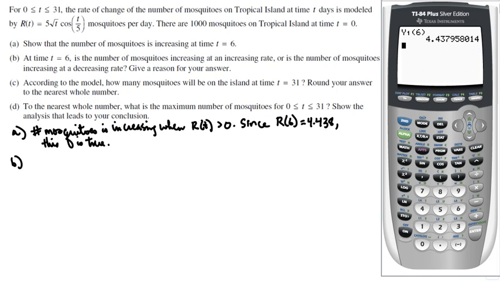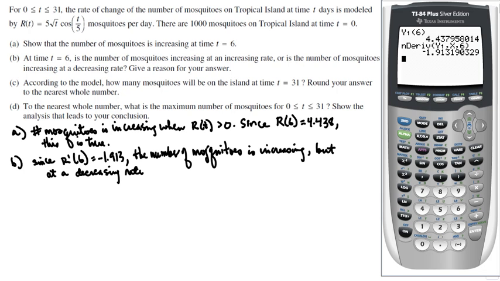One of the easiest ways to do that is to go into Math, and option number 8, put in vars, yvars, function y1, comma x, the variable that we are differentiating with respect to, and 6, close parentheses, and since that value is negative 1.913, we state that since r prime of 6 is negative 1.913, the number of mosquitoes is increasing but at a decreasing rate.